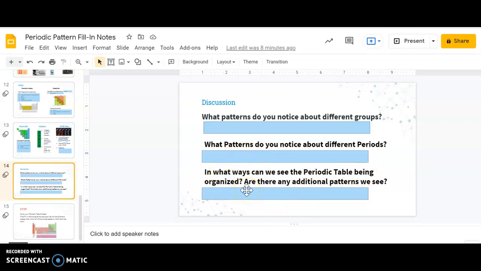So list some ways. We can see it being organized in blank, blank, blank. We already learned last unit there's a way it's organized besides periods and groups and element classes. Are there any additional patterns?